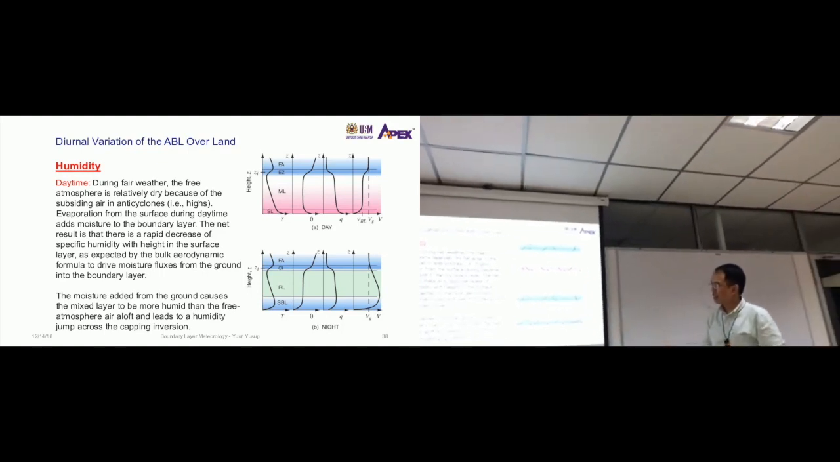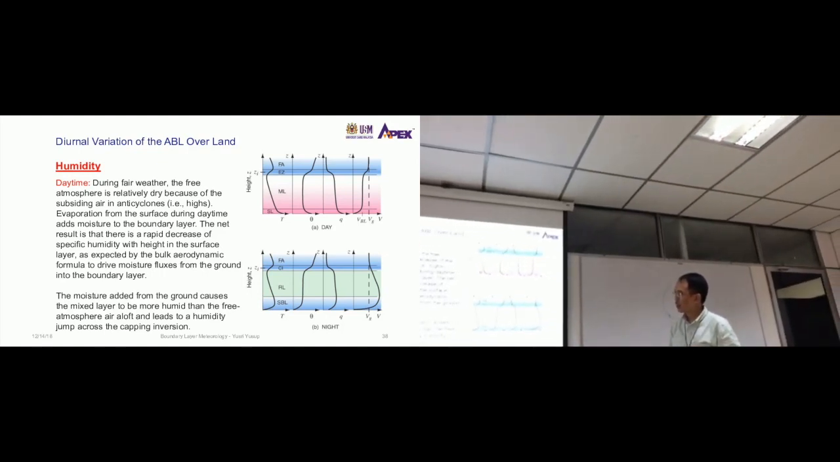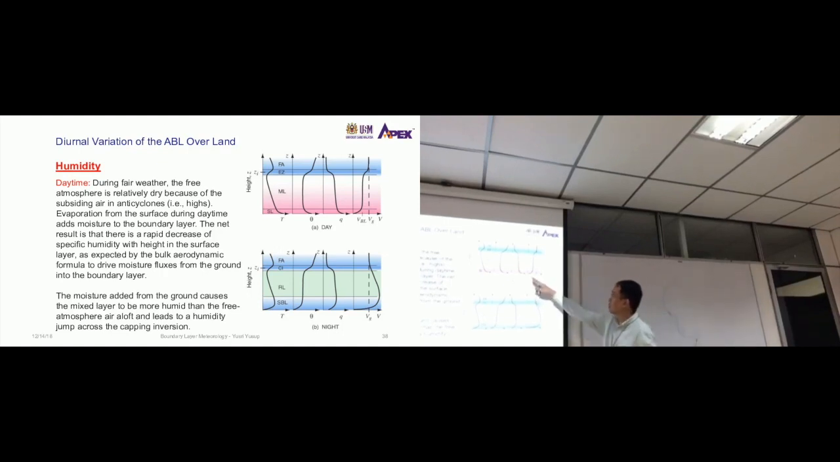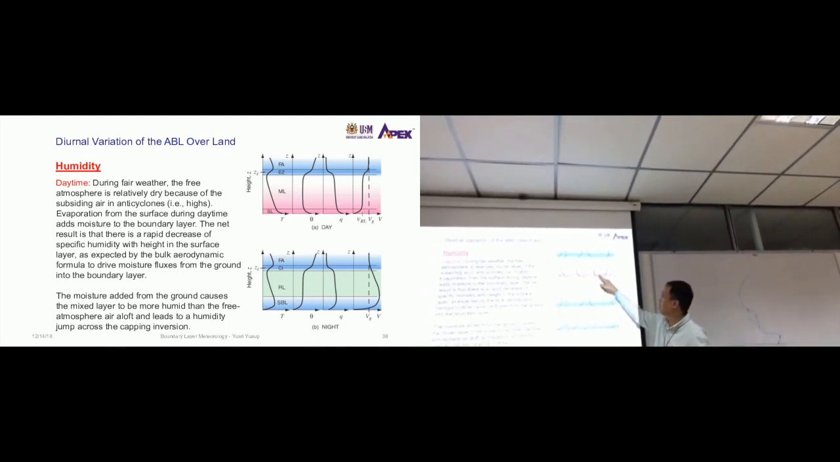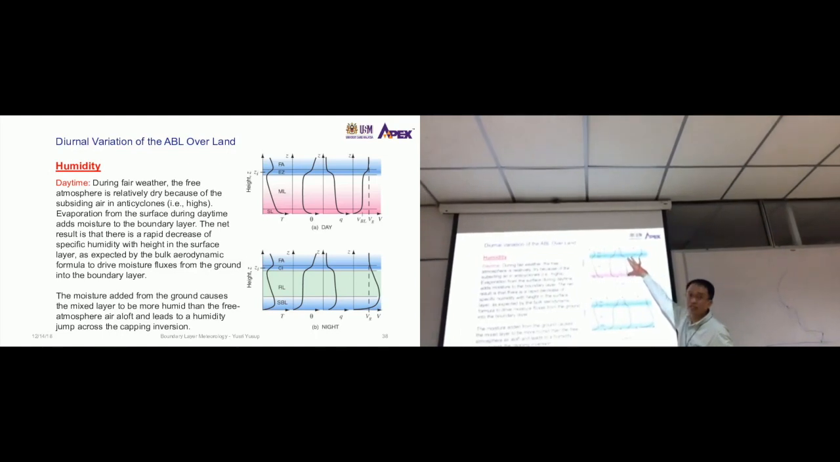So that process adds moisture from the ground, causes the mixed layer to be more humid than the free atmosphere air aloft, and leads to a humidity jump across the capping inversion. Because of this very high speed addition of humidity, it will increase the concentration of water in this layer, but the free atmosphere is another layer. It doesn't mix, remember? So this is relatively a lot higher than the free atmosphere, a buildup of humidity within this layer.